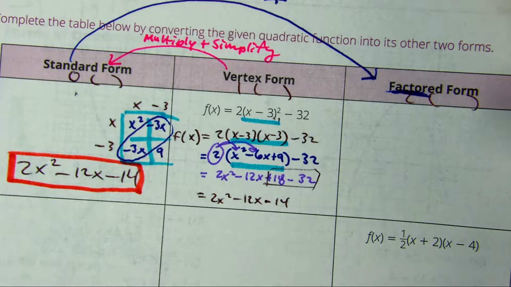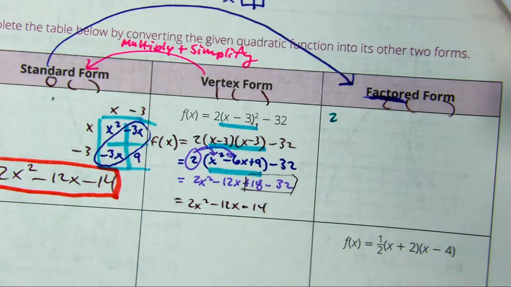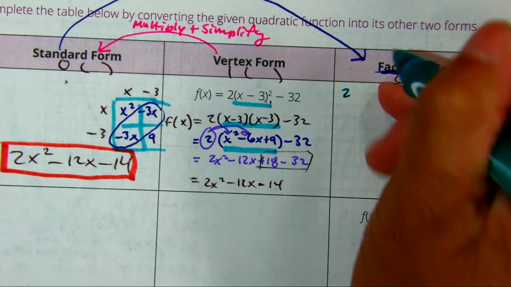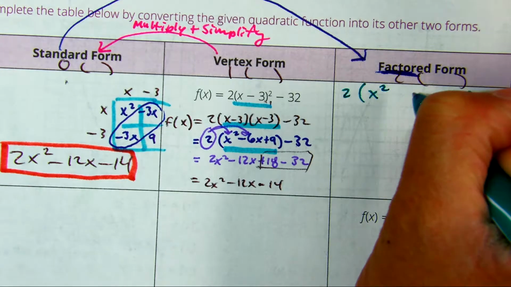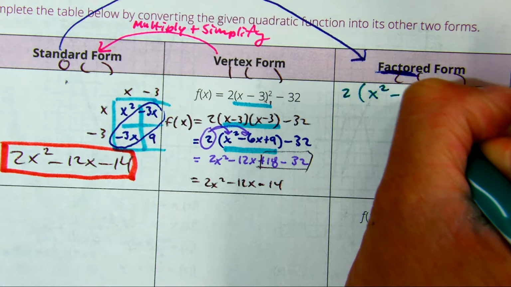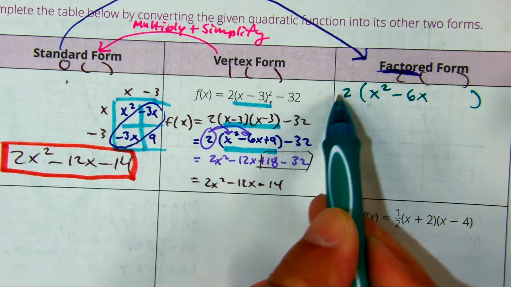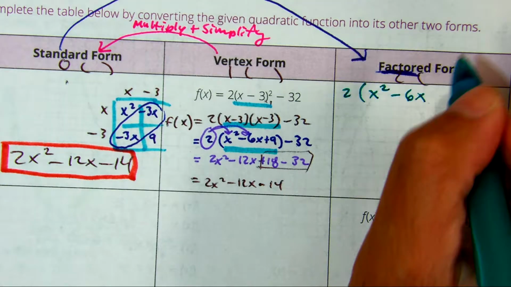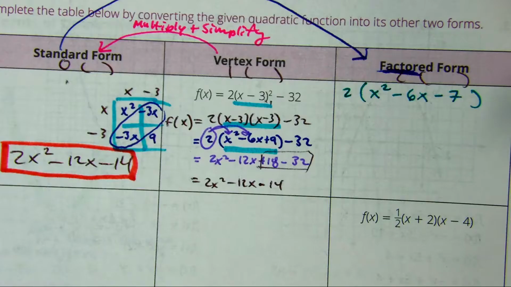Yeah, it's an even number. It is a 2. So if I take out a 2, class, what's left? X squared minus 6x, right? 2 times x squared is 2x squared. 2 times negative 6x is negative 12x, and negative 7. 2 times negative 7 gives me negative 14. Okay.